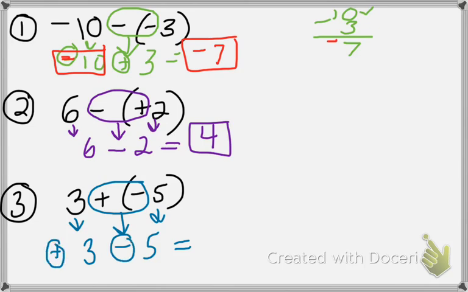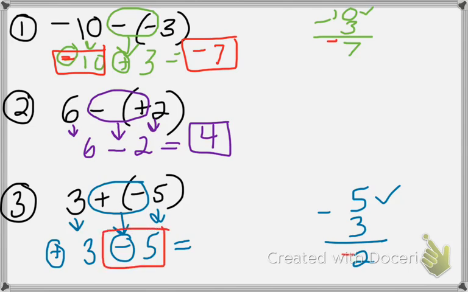Same signs add, different signs subtract. Okay. They're different, so let's subtract. And again, we have to subtract from the larger number. 5 minus 3 is 2. Which number is bigger, 5 or 3? 5. Which sign is in front of the 5 in the problem? Negative. So our answer is going to be negative 2.